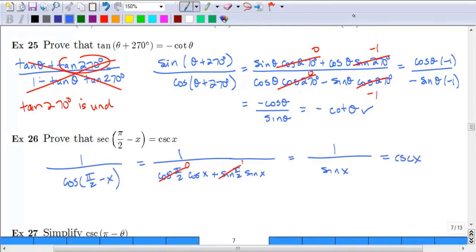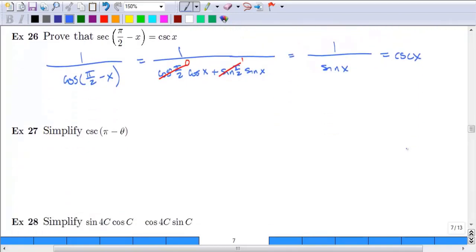So again, for this one, we'd have to rewrite it. We don't have any addition or subtraction formulas for secant and cosecant because we can always just convert them to sine and cosine. So secant is 1 over cosine. Again, we can use the subtraction formula there. We know cosine and sine for pi over 2, so we can simplify, and we end up with cosecant of x.